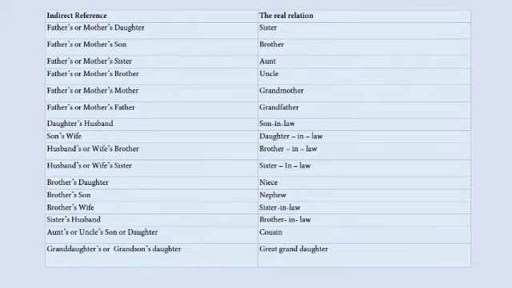Before going into learning the concept of blood relation, this chart is very, very important. You will have to go into detail on this chart, where I have given the relation and the corresponding reference. So the first one you can see: father's or mother's daughter is your sister. Father's or mother's son is your brother. Father's or mother's sister is your aunt.